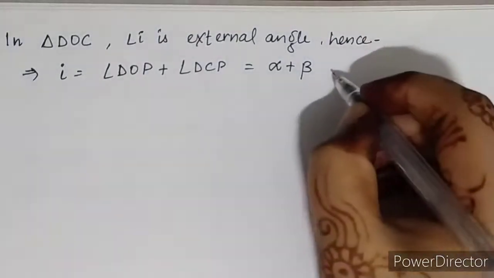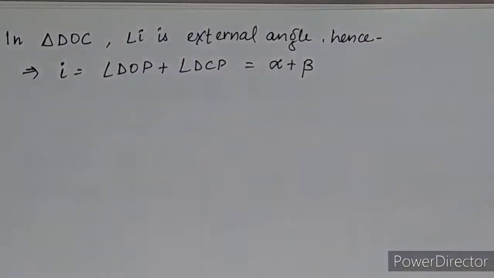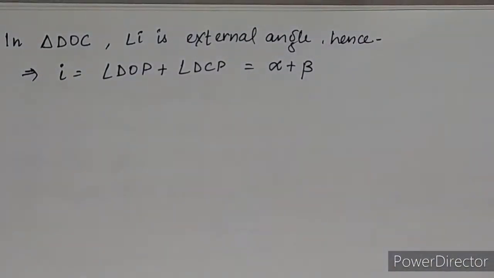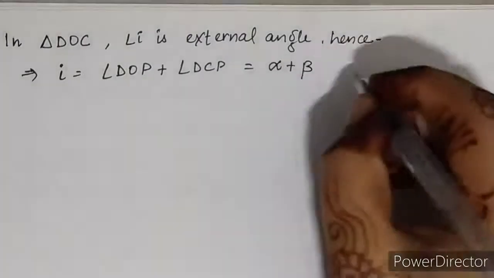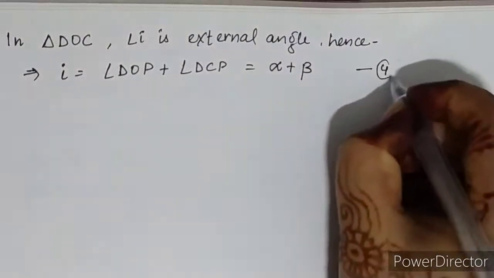Suppose previously we have taken tan alpha, tan beta and tan gamma as equations 1, 2, 3, and now I am writing this as equation number 4.